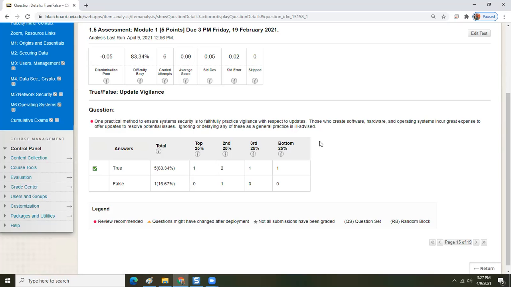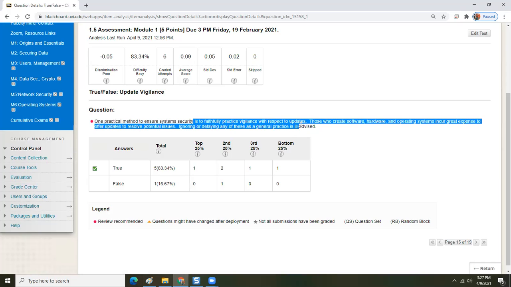Here is a true-false question where the average score was also low. One practical method to ensure system security is to faithfully practice vigilance with respect to updates. Those who create software, hardware, and operating systems incur great expense to offer updates to resolve potential issues. Ignoring or delaying any of these as a general practice is ill-advised. A lot of times this stuff will come up and it'll say, oh, there's an optional update.